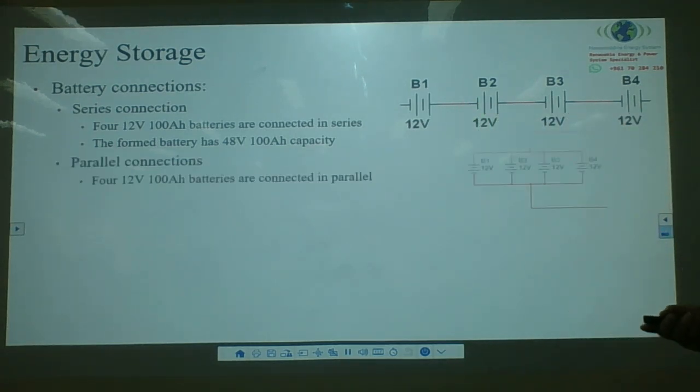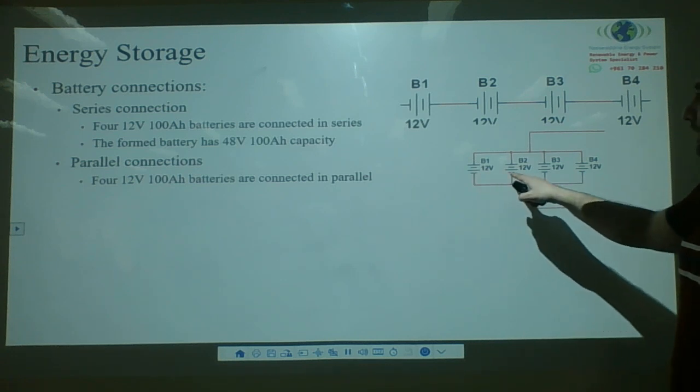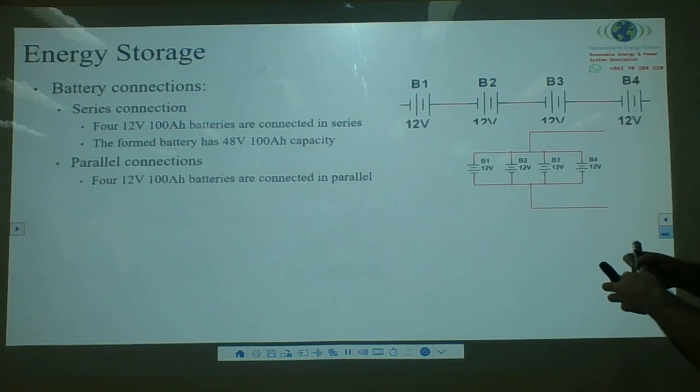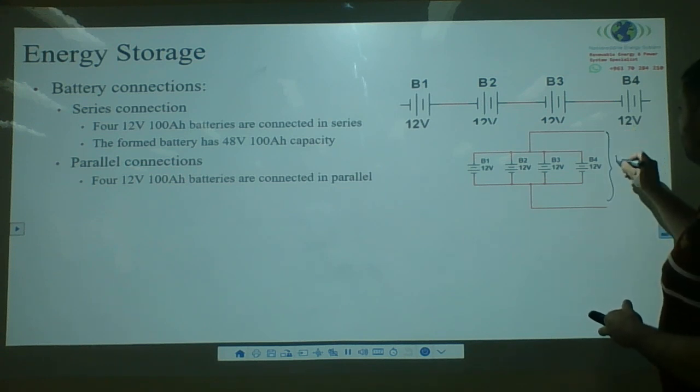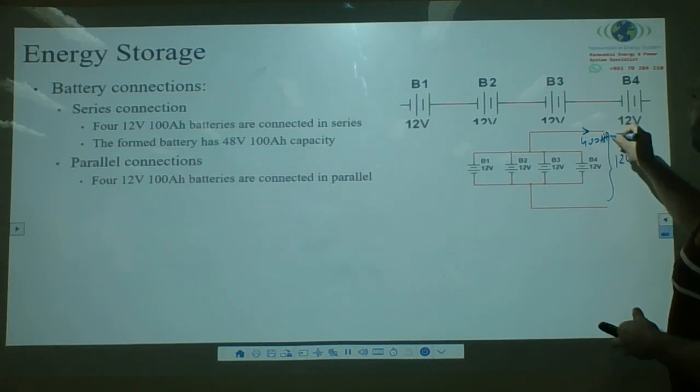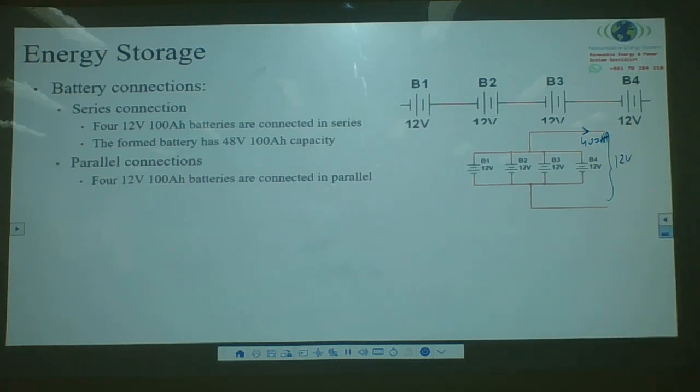If I connect the 4 in parallel, because voltage in parallel is equal, the voltage at this terminal will be 12 volt. The current is 400 amp hour. The system, 400 amp, I can take up to 400 amp out of it, the total current. That's why the 4 will become 12 volt, 400 amp hour capacity.